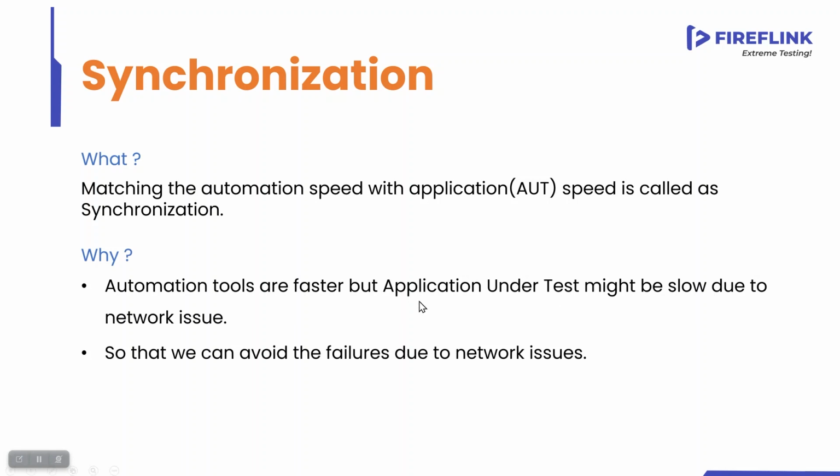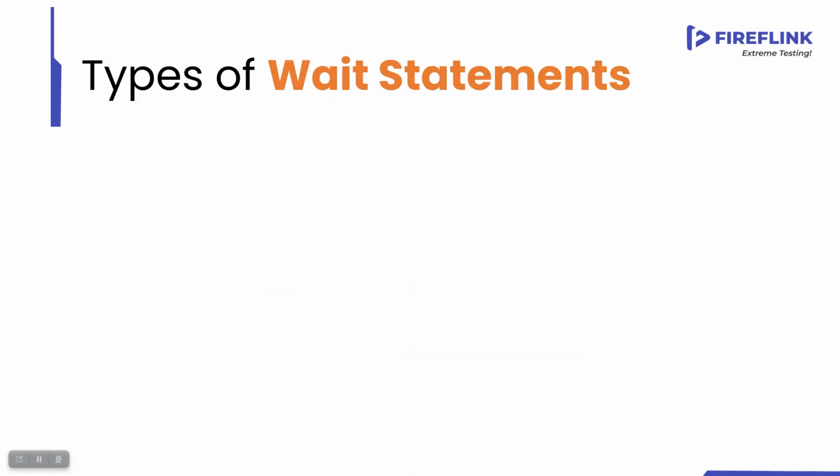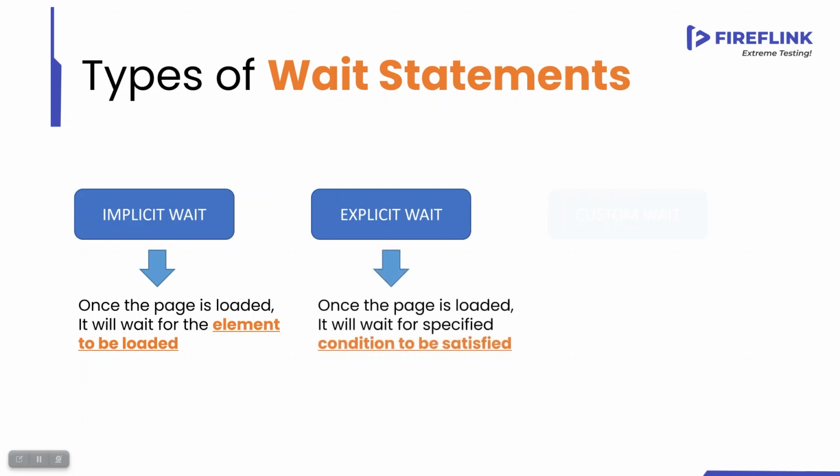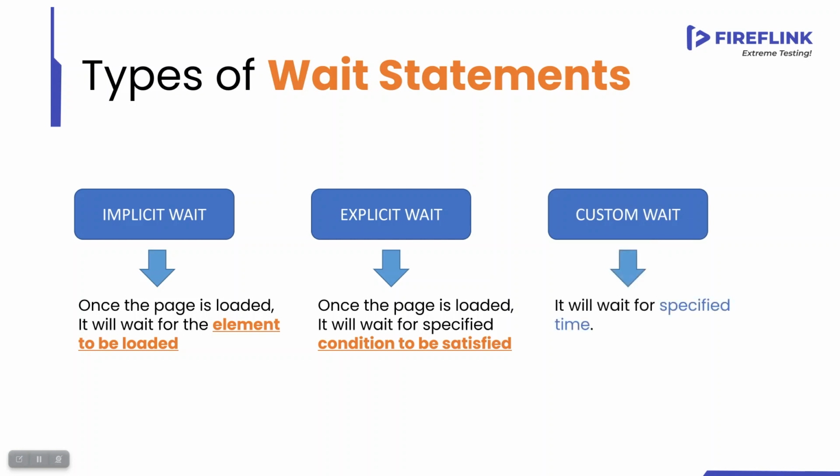And in synchronization, we have 3 different wait statements. One is implicit wait. What is this implicit wait? When I say implicit wait, it is going to wait for the element to load. It will wait for that particular element to load in the DOM. Now, when I say explicit wait, it will wait for a specific condition which is specified by the user. Now, when I say custom wait, it is going to wait for the specified time. So if I say wait for 2 seconds, it will wait for 2 seconds, irrespective of whether the element is loaded or any condition is met. It doesn't care. It will wait for 2 seconds since I have given only 2 seconds.